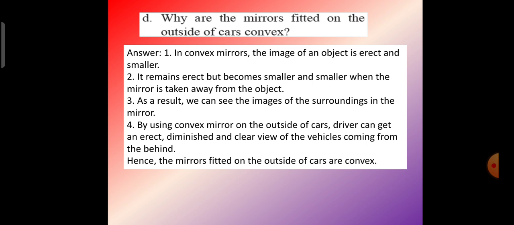Why are the mirrors fitted on the outside of the cars convex? In convex mirrors, as we have already discussed, the image of the object is erect and smaller. So, it remains erect but becomes smaller and smaller when the mirror is taken away from the object. As a result, we can see the images of the surroundings in the mirror. By using a convex mirror on the outside of the car, the driver can get an erect, diminished and clear view of the vehicles coming from behind. The mirrors fitted on the outside of the cars are hence convex.